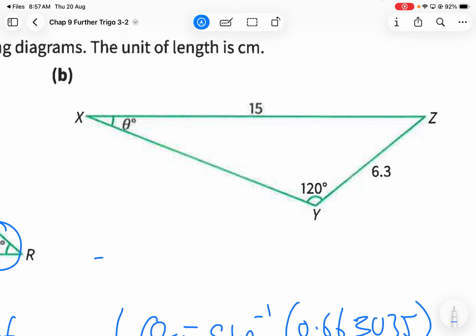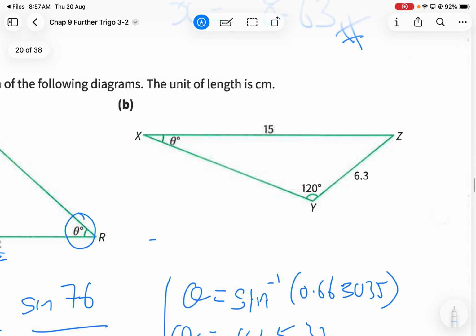Okay? Once I have a known pair, I want to find the angle theta. I will write down sine theta. Theta, the opposite is 6.3. So sine theta over 6.3 equals to, then I write down the known pair, sine 120 divided by 15. Then I will be able to form an equation. I solve the equation, I find my angle.